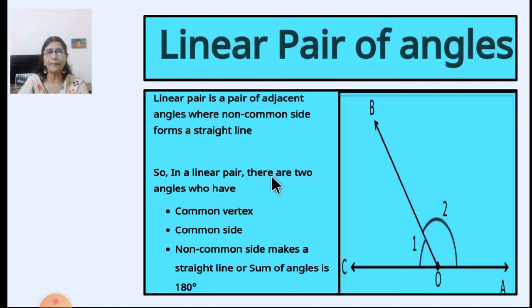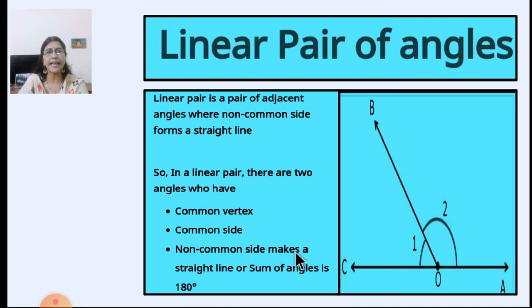So in a linear pair there are two angles. You can see here two angles, angle 1 and angle 2, which have a common vertex. So O is the common vertex to both angle 1 as well as angle 2. And the common side is OB. OB is common to angle 1 as well as to angle 2.